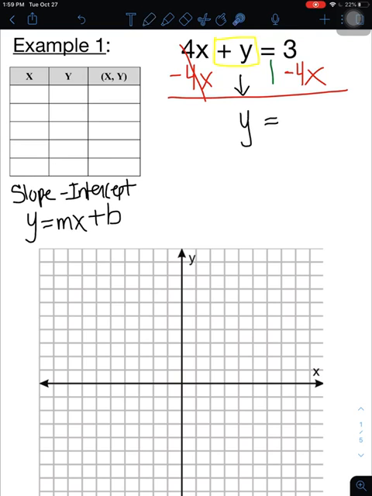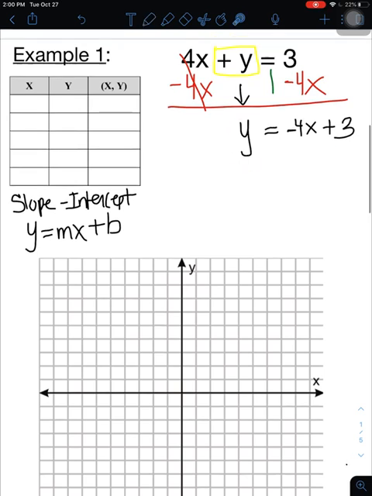And now I'm just going to bring down my y, bring down my equal sign, and I can't take 4x from 3. So I'm just going to write it negative 4x plus 3. Now, why am I writing it this way? I just want to make sure that I'm in the same format as y equals mx plus b. I could have written it 3 minus 4x, and you technically wouldn't be wrong, but we want to stay in the same format that we are used to seeing. So I'm going to say negative 4x, and since this is a positive 3, I'm going to say plus 3.